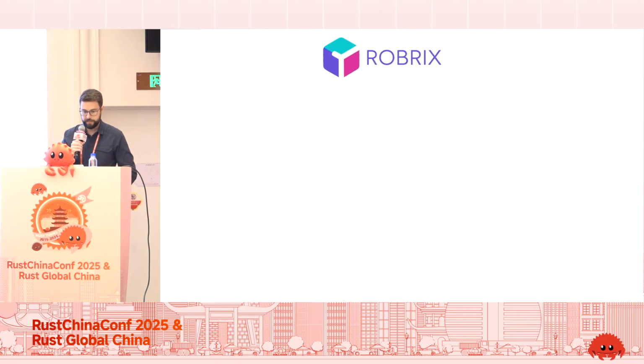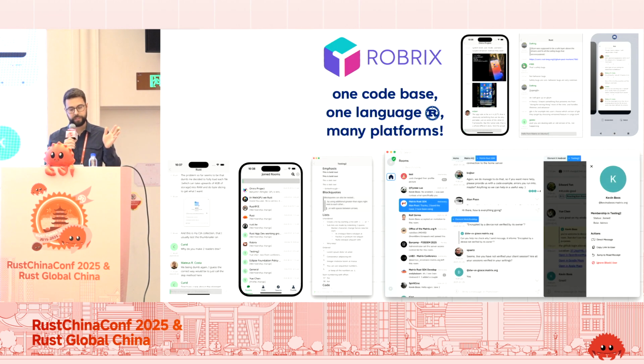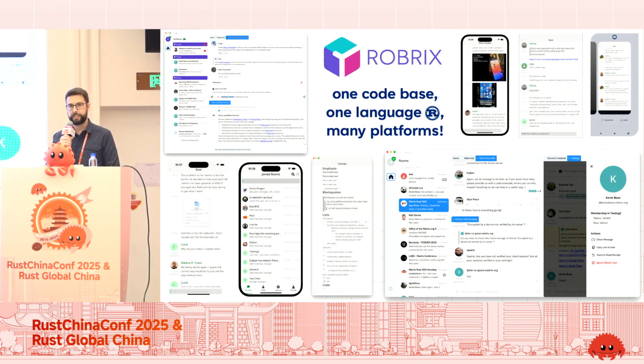So what is Robrix? It consists of a single code base, entirely in Rust, just one language, and it runs seamlessly on many different platforms.